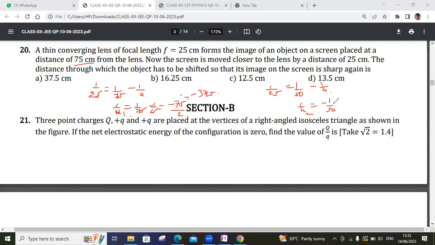So how much is the shift? The shift is 50 minus 37.5, that is 12.5. I'll go for the next question.